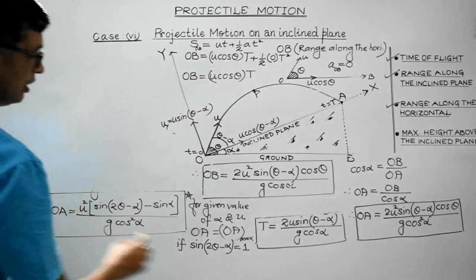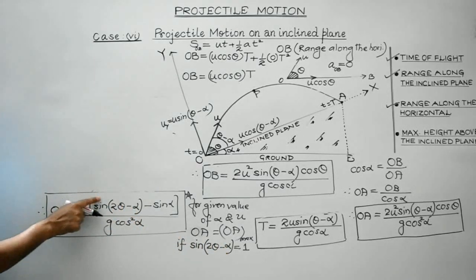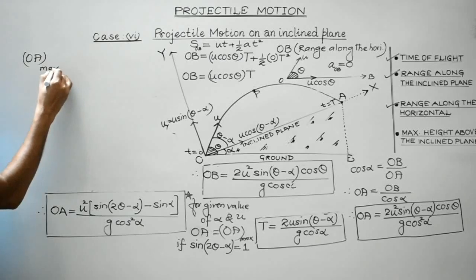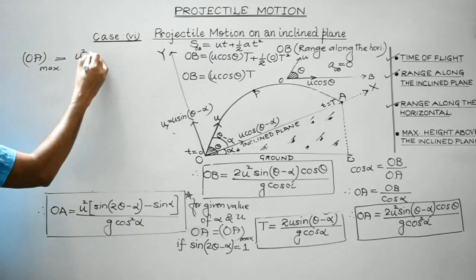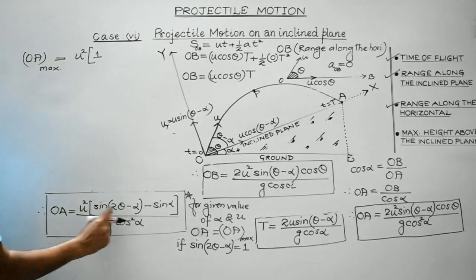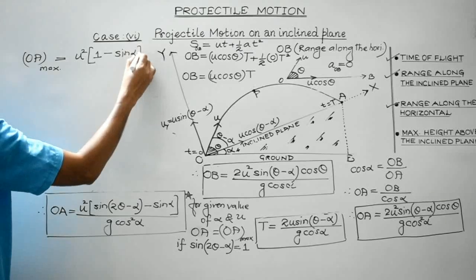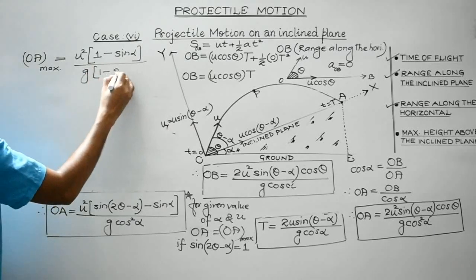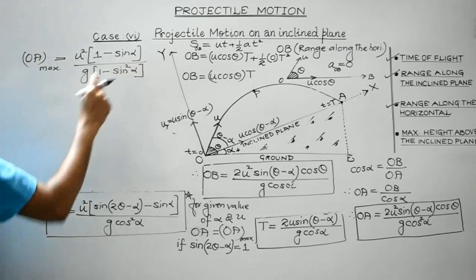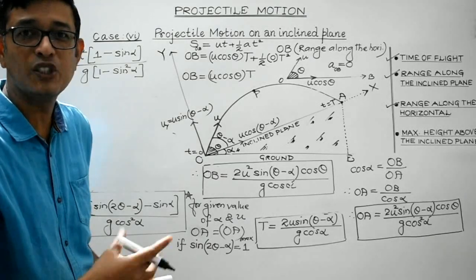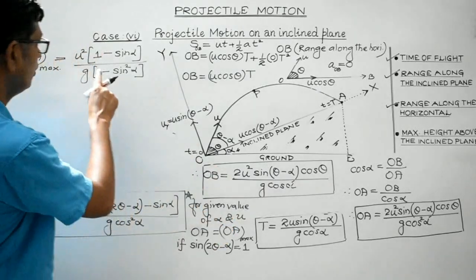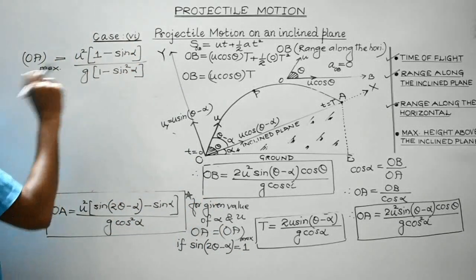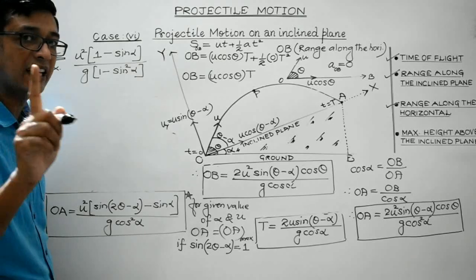Therefore, students, if you substitute this value, sine 2 theta minus alpha is 1. So maximum range along the inclined plane would be equal to u square, 1, this value would be equal to unity, minus sine alpha divided by g cos square alpha. Now cos square alpha may be written as 1 minus sine square alpha. Now denominator 1 minus sine square alpha, it's in the form of a square minus b square. It can be written as a minus b into a plus b. So 1 minus sine square alpha may be written as 1 minus sine alpha into 1 plus sine alpha. So 1 minus sine alpha, 1 minus sine alpha will get cancelled. We will be left with 1 plus sine alpha in the denominator.